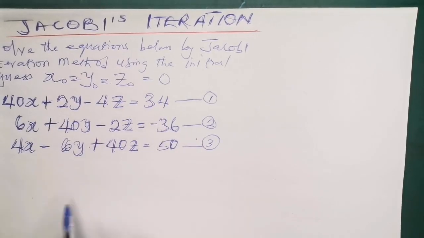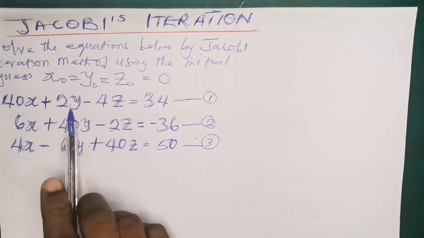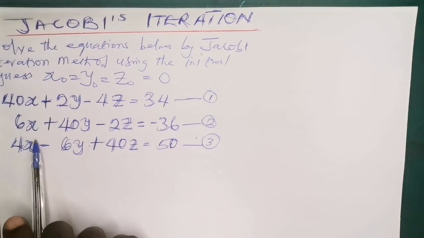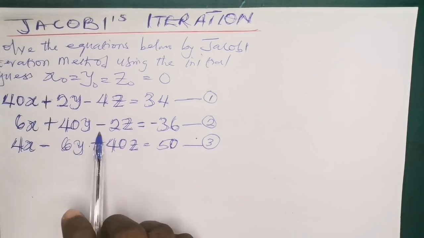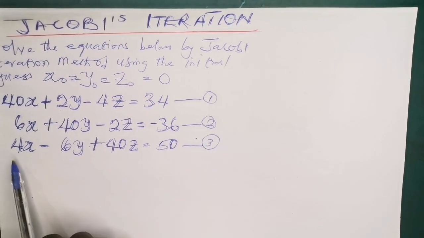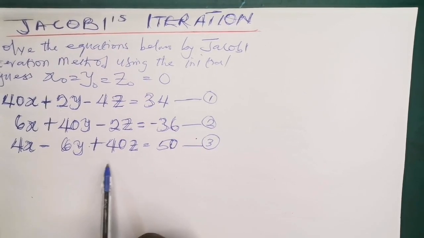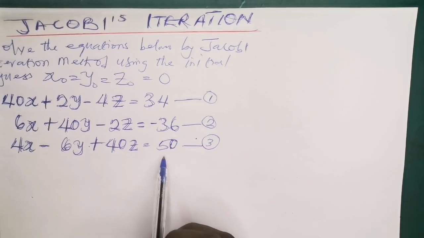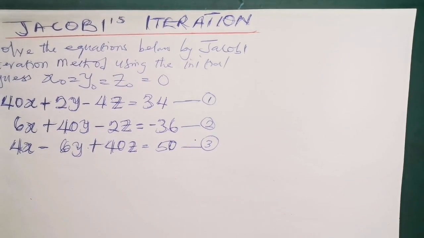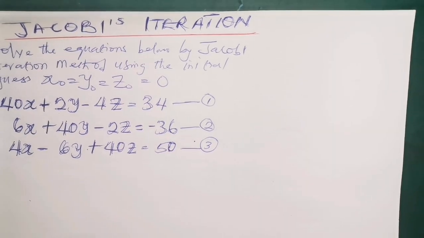And you're given this system of equations: 40x plus 2y minus 4z equals 34. That's equation 1. 6x plus 40y minus 2z equals negative 36. That's equation 2. 4x minus 6y plus 40z equals 50. That's equation 3.